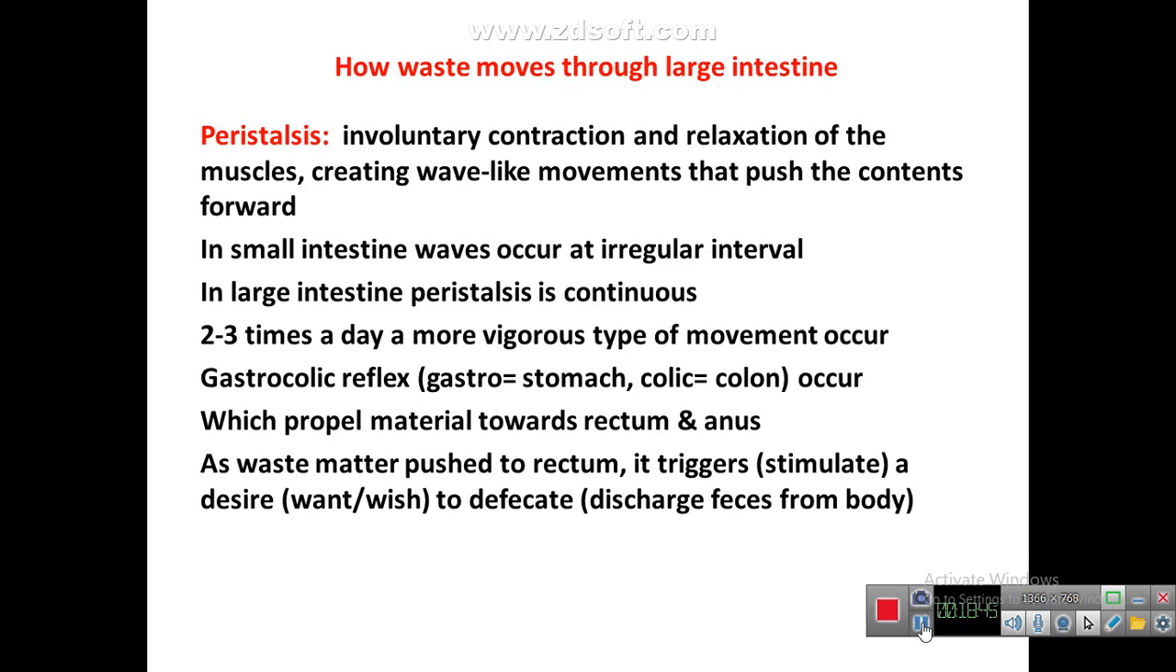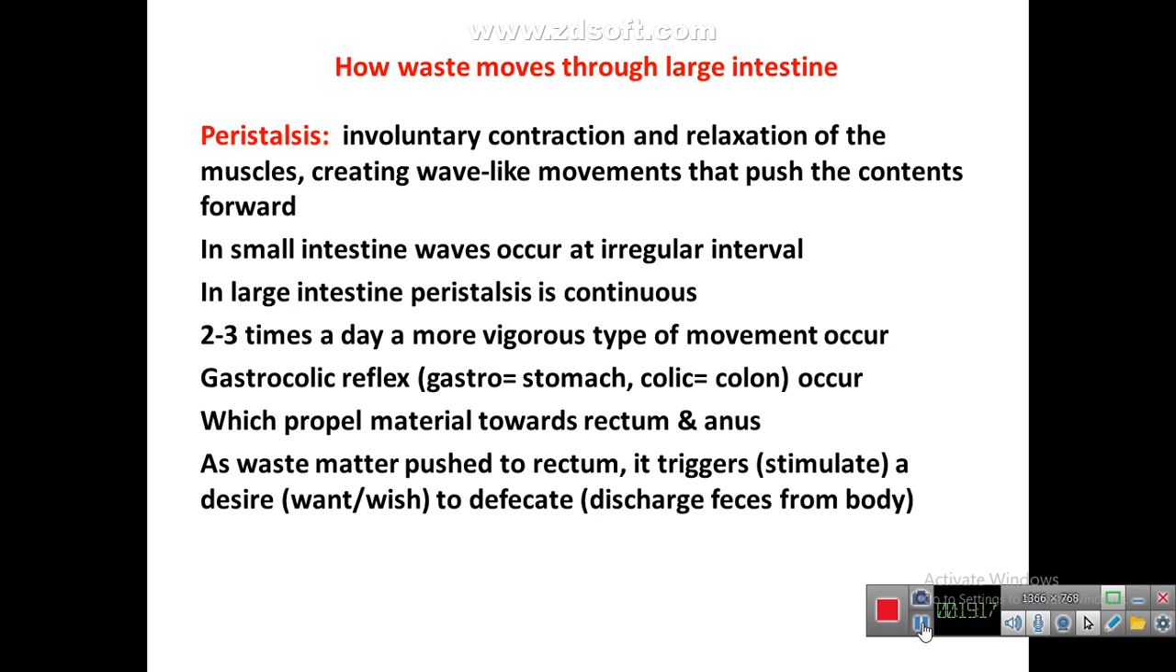How does waste move through the large intestine? By the process of peristalsis. What is peristalsis? Involuntary contraction and relaxation of the muscles, creating a wave-like movement that pushes the content forward. In the small intestine, the waves of peristalsis occur at irregular intervals, meaning it is not continuous. But in the large intestine, peristalsis is continuous.